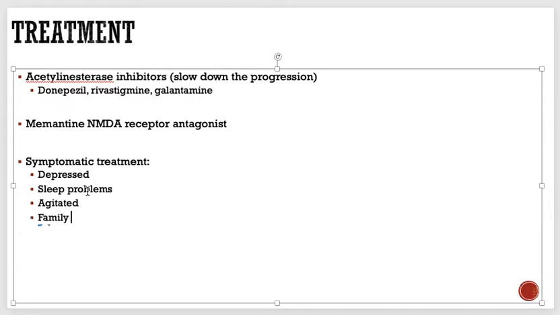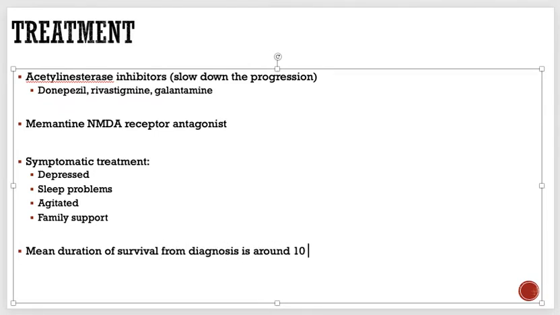So things like this, of course, we have to deal with as side issues, and of course a lot of family support we have to provide, and they need economic support. In developed countries you will find people in daycare facilities and taken care of by aged care facilities and things like this. The mean duration of survival from diagnosis is around 10 years. Of course, it's a long time.